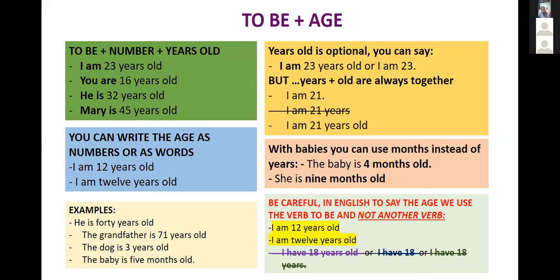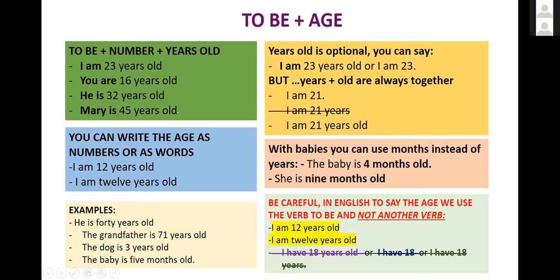Ok, let's continue. Aquí está lo que les decía hace un ratito, ¿verdad? In order to properly say our age, we have to use this structure. Remember that is the verb to be plus the age. I am 23 years old. You are 16 years old. He is 32 years old. Mary is 45 years old.